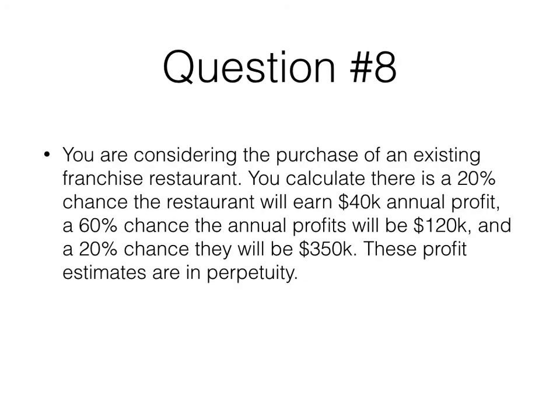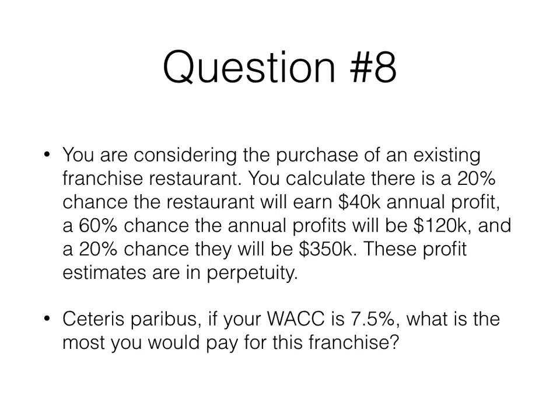Question number 8, you're considering the purchase of an existing franchise restaurant, and you've calculated that there's a 20% chance that this restaurant will not do very well. When you look at economic profit, you've actually failed because you're only bringing in $40,000 in profit, with a 20% chance of that happening. There's a 60% chance that the annual profits will be $120,000. It's not bad, but it depends on what you're giving up for that. And then there's a 20% chance that the profits will be $350,000. It'll be a very, very successful restaurant. And these profit estimates are in perpetuity.